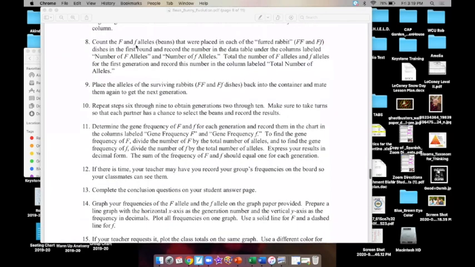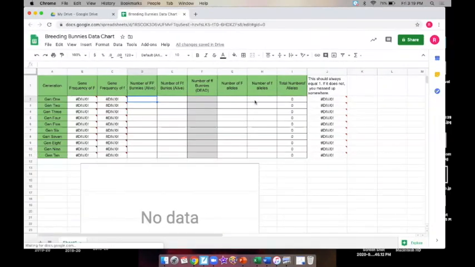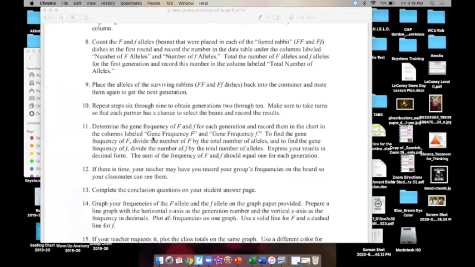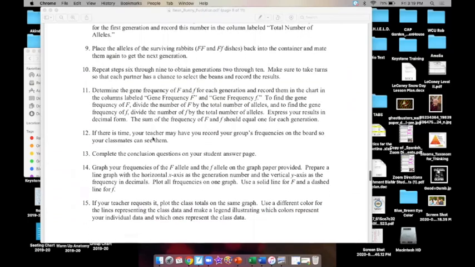Number 8. Count the big F and little f alleles that were placed in each of the furred rabbit dishes in the first round and record the number in the data table labeled number of big F, number of little f alleles. That is these 2 right here. So first count out how many bunnies there are, and then count out how many alleles survived. How many rabbits altogether? How many alleles survived? If you're confused by that, please get in contact with me.